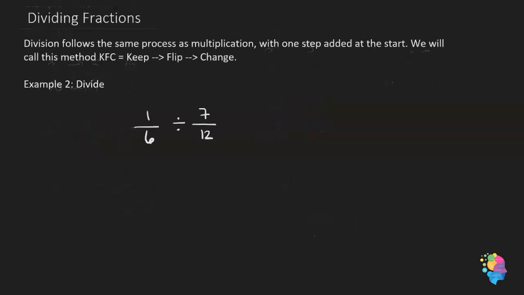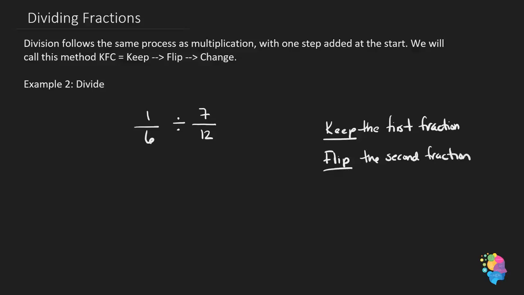Division follows the same process as multiplication, with one step added at the beginning. We will call this step the KFC, which stands for keep, flip, and change. So this is how KFC works. We're going to keep the first fraction. We're going to flip the second fraction. This is called finding the reciprocal, and we're going to change the division to multiplication.